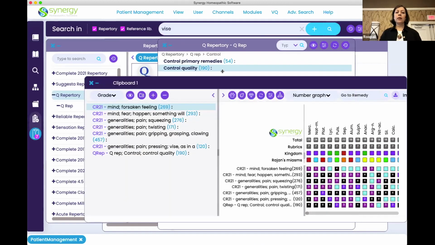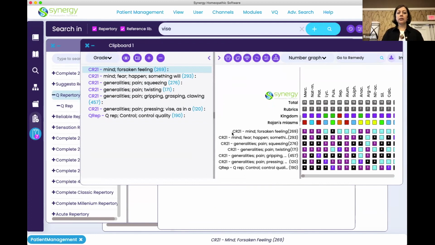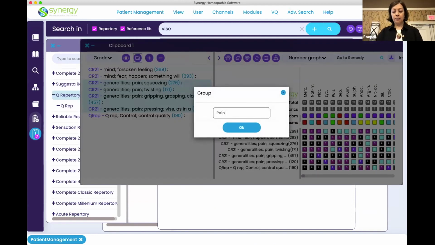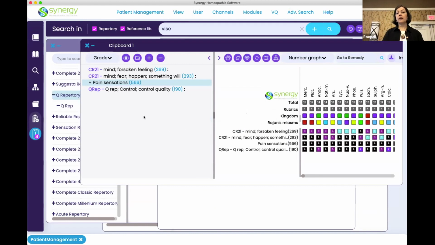And so when we come to the clipboard that we've created, you can see it's not a huge clipboard. If you really want to simplify things, I would even take all of the pain sensations because I know they're hers, and I can make a group and say pain sensations. And now that simplifies the clipboard even more. And I like to have things next to each other that are related to each other. So we've got the forsaken feeling, which she talks about a lot. We've got the mind, fear, happen, something will, and the control quality, which are related. And then we've got all the pain sensations.